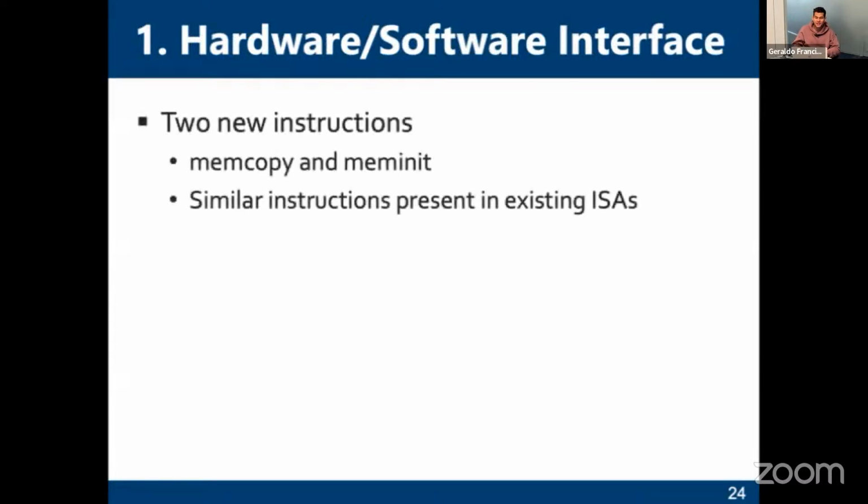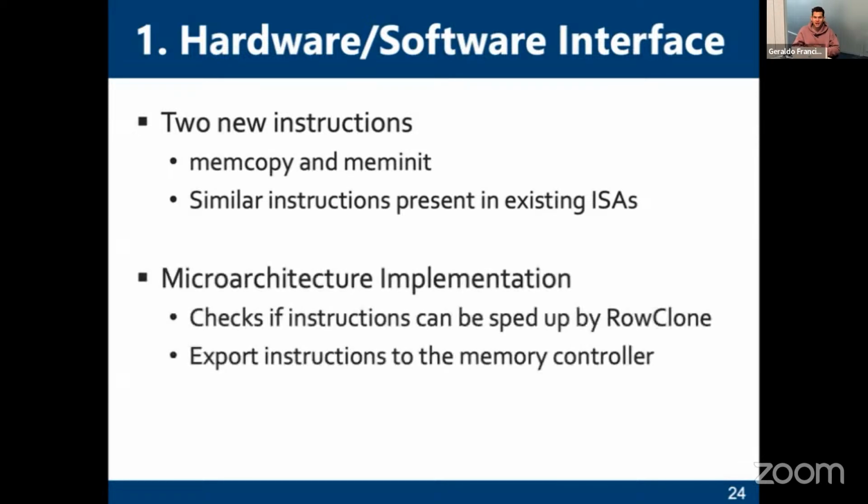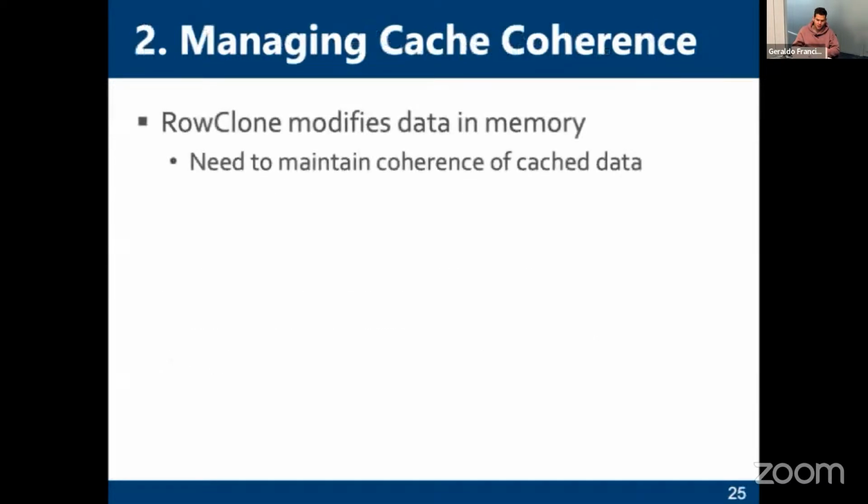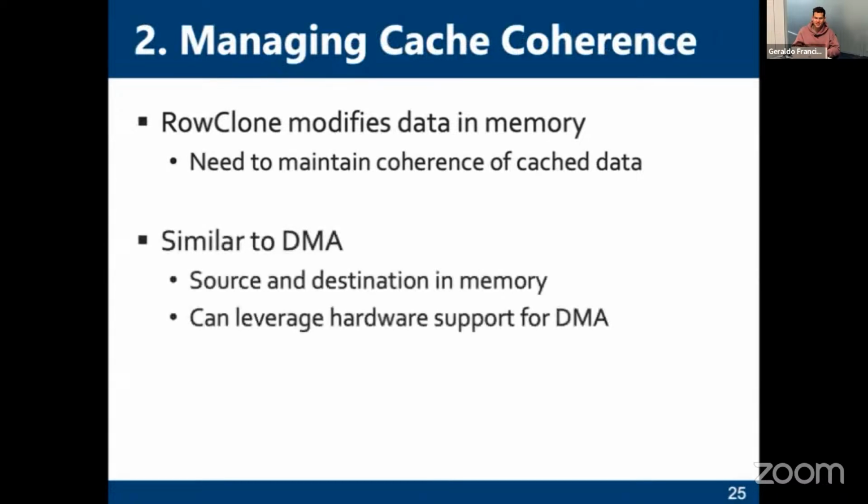First, the hardware-software interface, so that the software communicates these RowClone operations to the hardware. We include two new operations in the CPU ISA, memcopy and meminit, to trigger those RowClone operations. The microarchitecture implementation checks if the instruction can be sped up by RowClone, and if so, exports the instruction to the memory controller. Since RowClone modifies data in memory, we need to maintain data coherence of the caches, but this is similar to a DMA request. Since both source and destination are in memory, we can leverage the hardware support for DMA to maintain data coherence for RowClone operations as well.